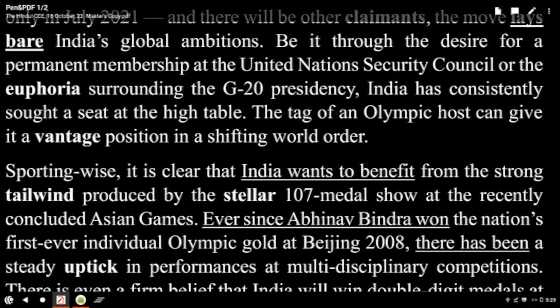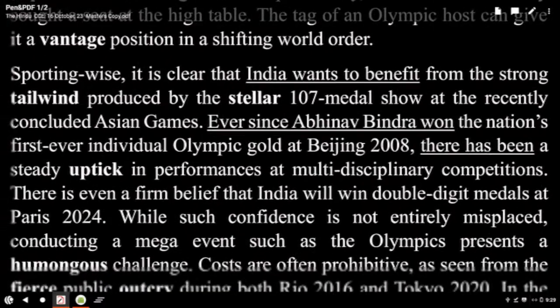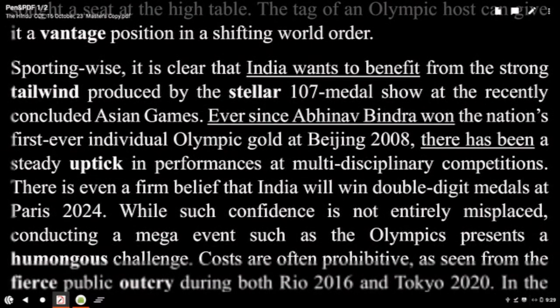What is the last sentence that goes with the first part of the editorial? The tag of an Olympic host can give it a vantage position in a shifting world order. It means India will have an advantage once it hosts the Olympics. Is that clear? Now it talks about perhaps the challenges, or what happened, and why India wants to host.